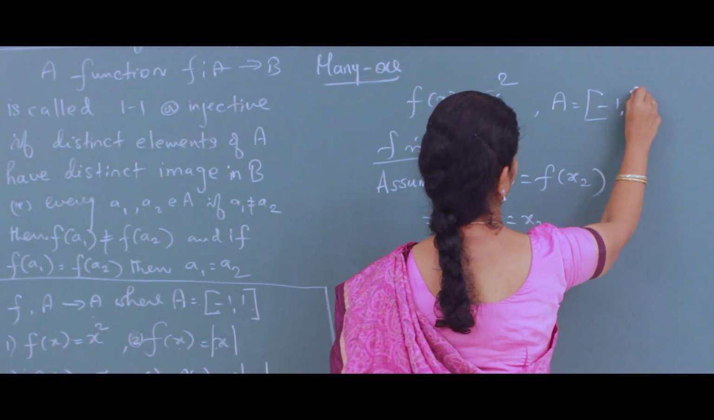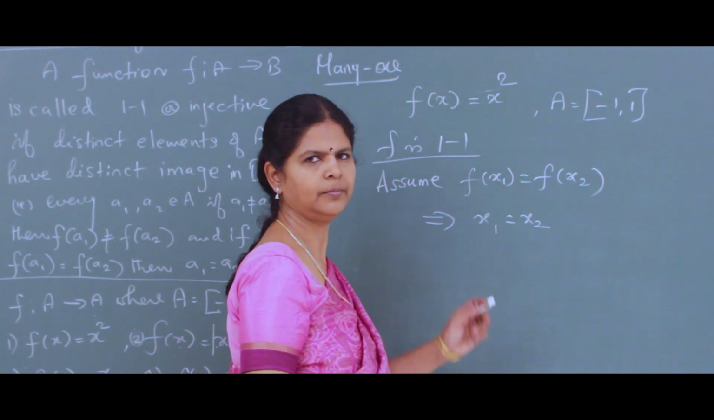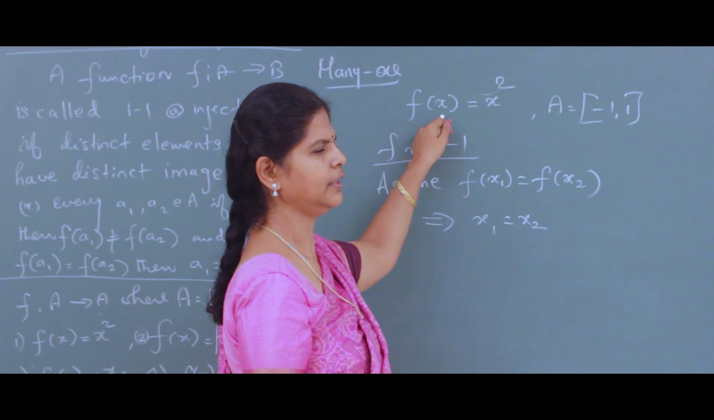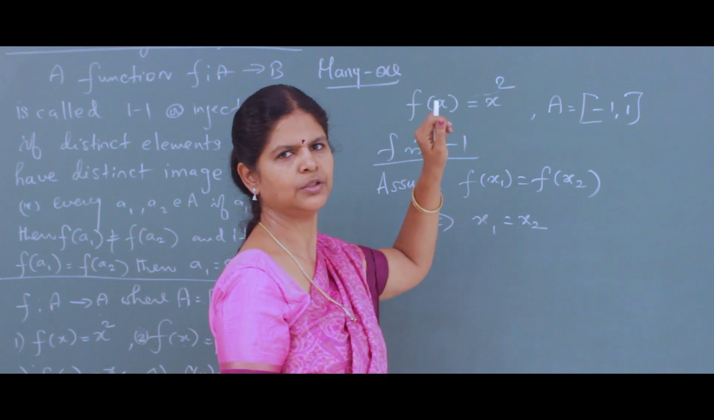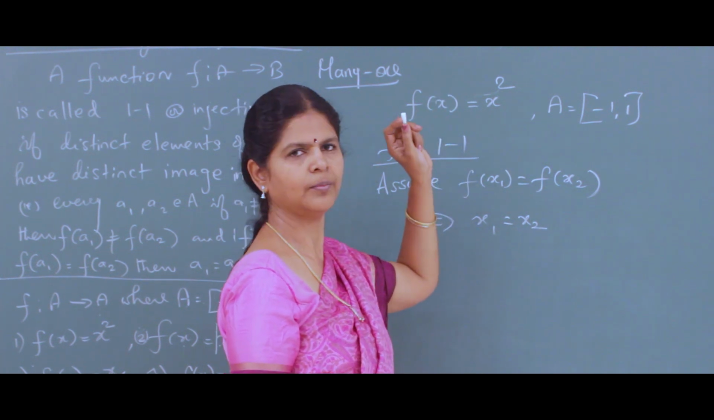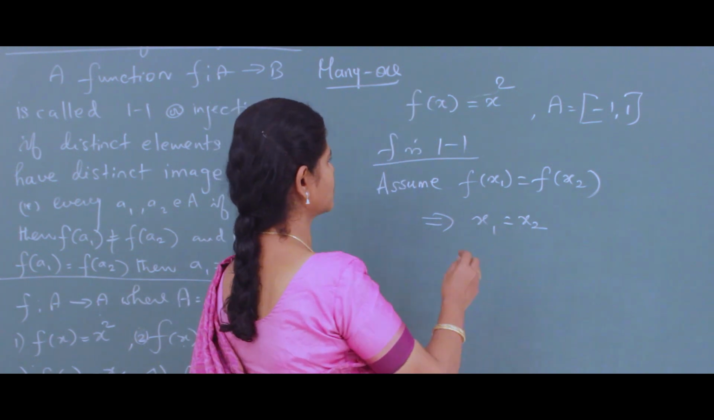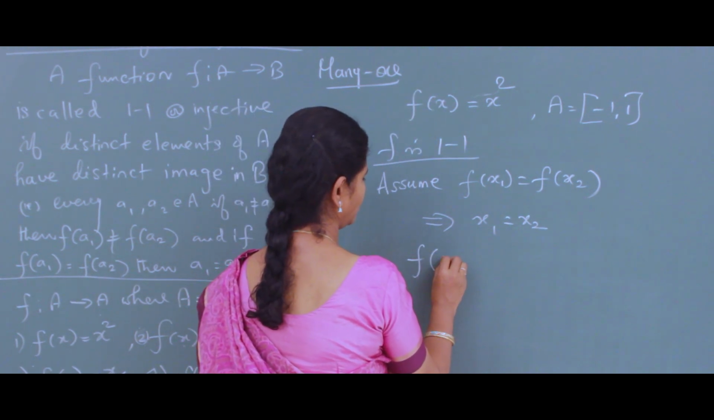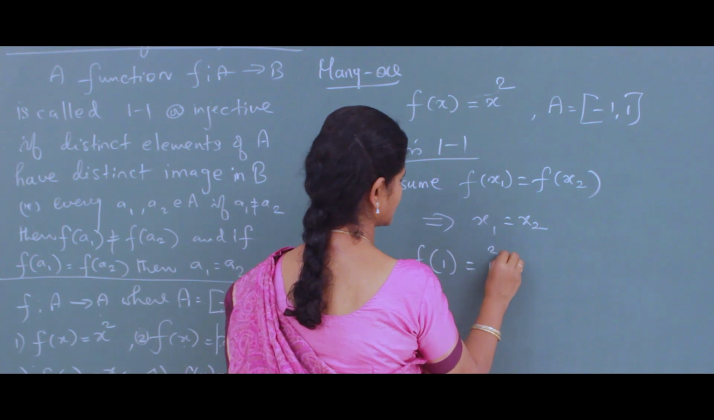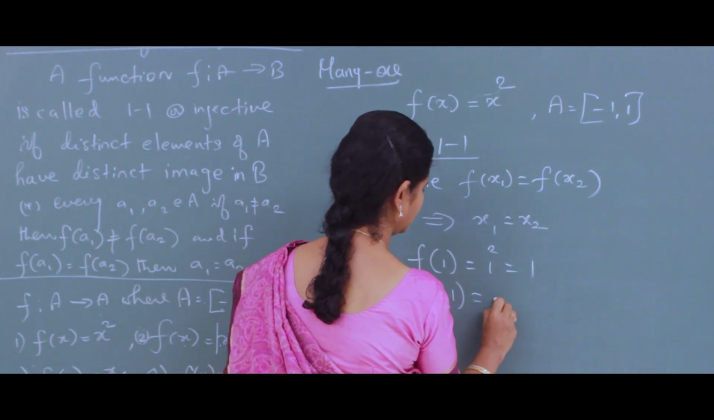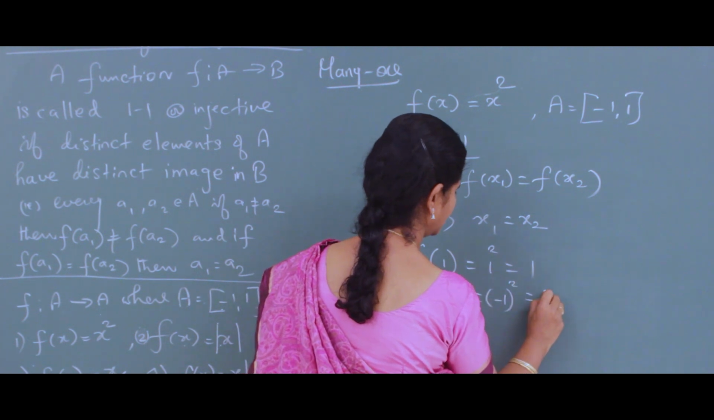Okay, இப்போ இந்த particular problem-ல f of x equal to x square and A is given by minus 1 to 1. It is a mapping f from A to A. Okay, so f of 1 எடுத்துட்டீங்கன்னா 1 square equal to 1. அதே மாதிரி f of minus 1 எடுத்தீங்கன்னா என்ன வரும்? It is minus 1 the whole square, that is 1. So f of 1 equal to 1 square, that is 1, and f of minus 1 equal to minus 1 the whole square equal to 1.